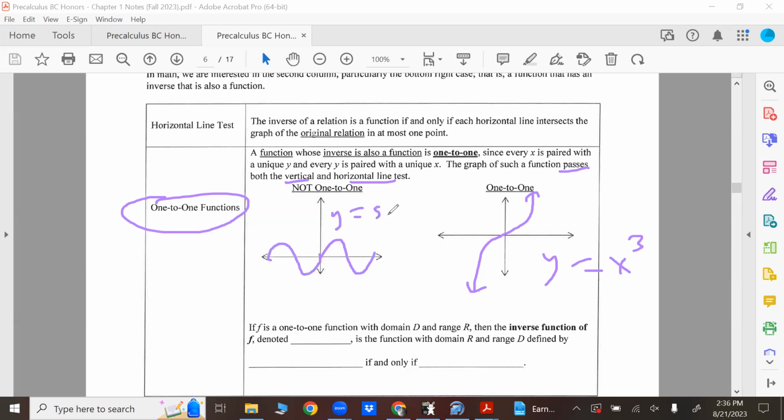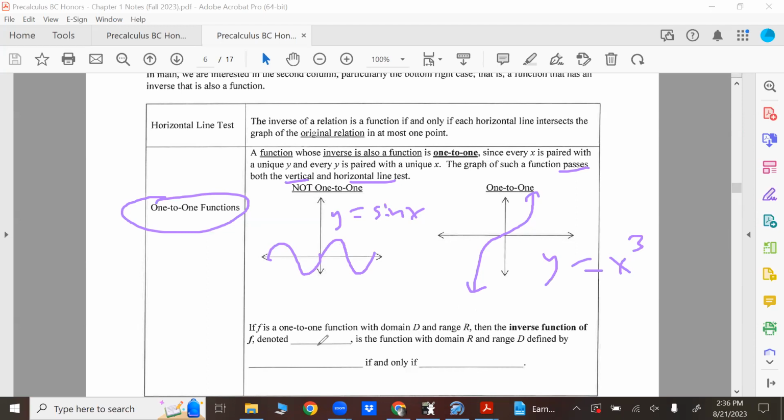Like y equals sine x, because you see how that fails the horizontal line test? That would not be one-to-one. Or y equals x squared. So if f is a one-to-one function with domain D and range R, then the inverse of the function.